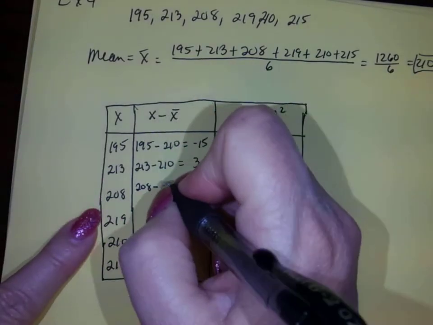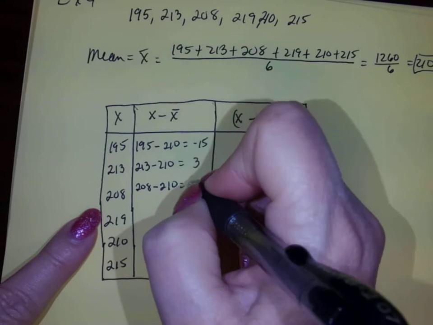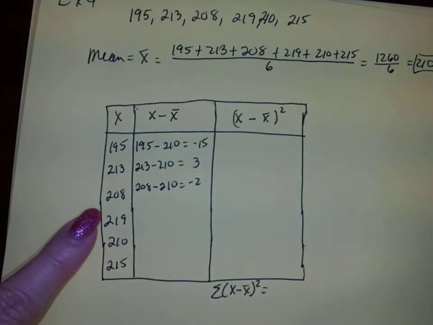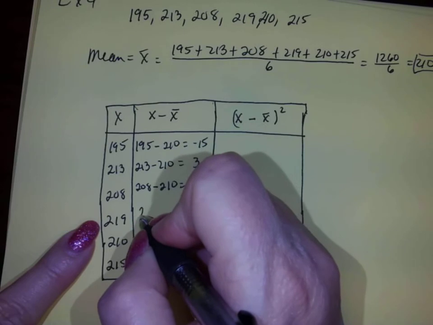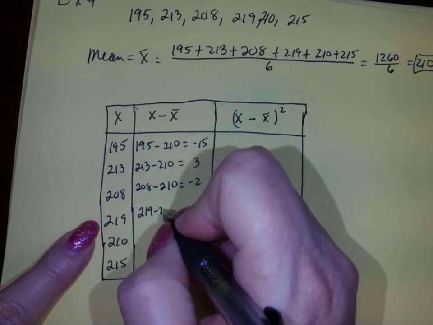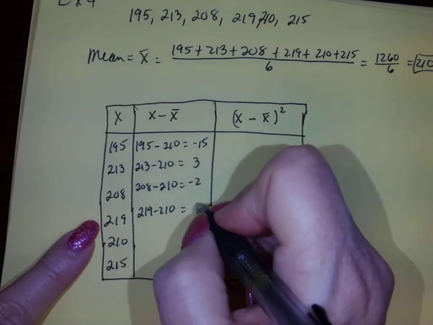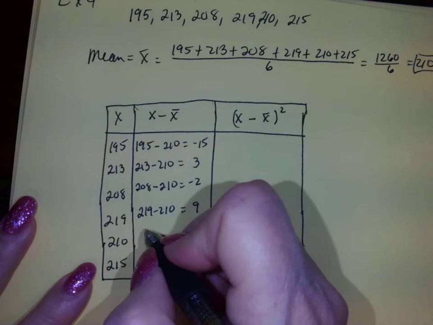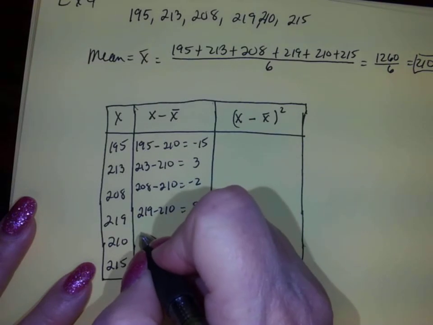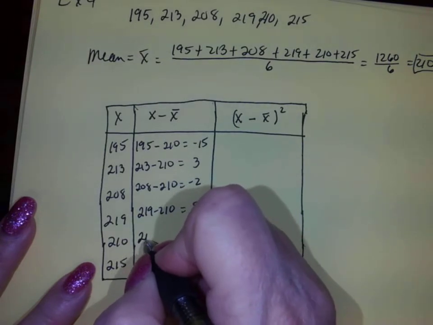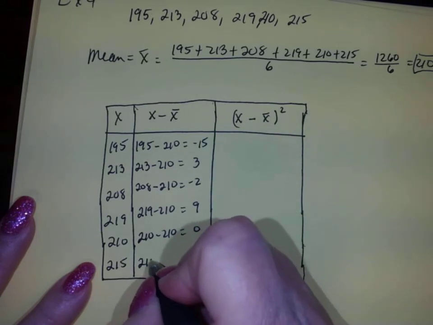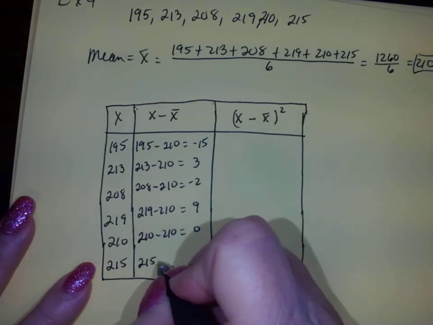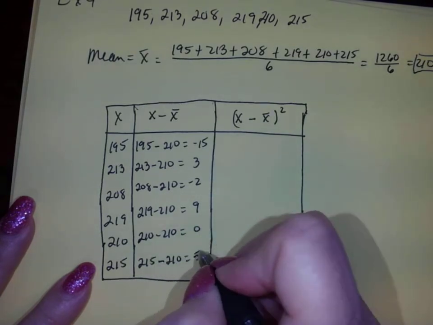208 minus 210 will get us negative 2. 219 minus 210 will get us 9. And 210 minus 210 will get us 0. And 215 minus 210 will get us 5.